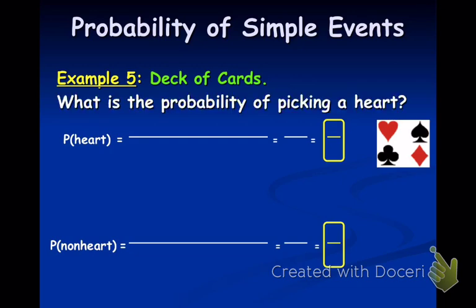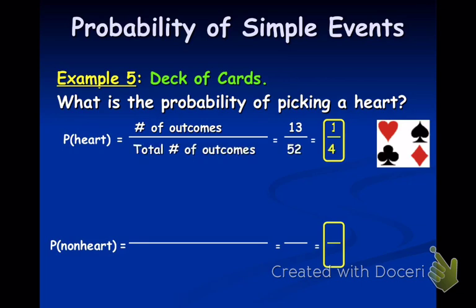So again, in a deck of cards, you have the ace through 10, and then you have the king, the queen, the joker. So that's a total of 13 cards, times 4, because we have 4 different suits. So when I'm writing my probability of getting a heart, there are 13 different cards that have a heart on it. Again, 2, 3, 4, 5, 6, 7, 8, 9, 10, the ace, the joker, the queen, the king. And there's a total of 52 cards in a deck.